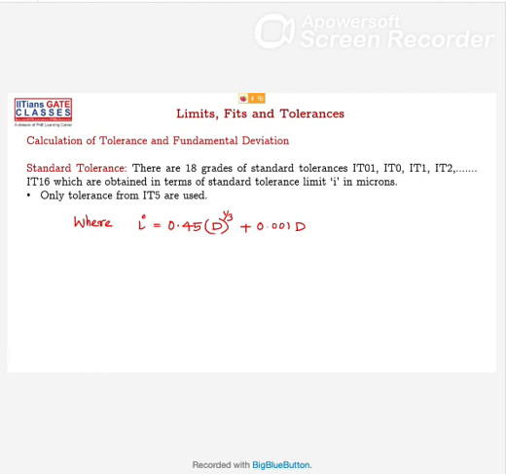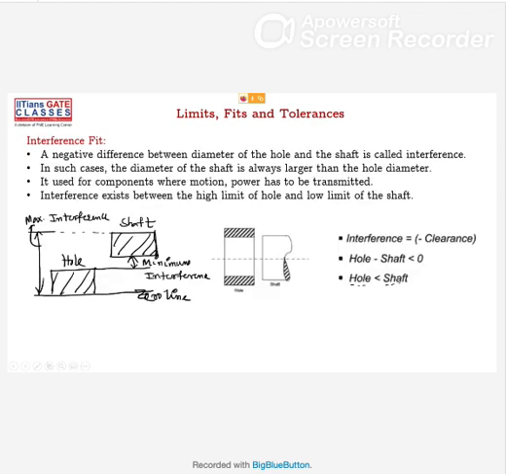D is the geometric interference fit. Is it not clear? Why is it not clear? You take any dimension of shaft, either lower or upper, and any dimension of hole, either lower or upper. It's not going to fit. The shaft is not going to enter into the hole.